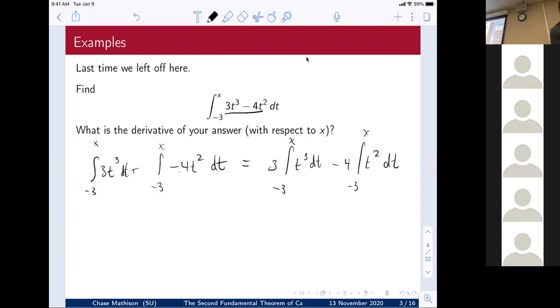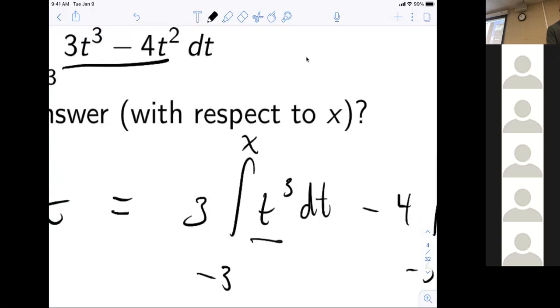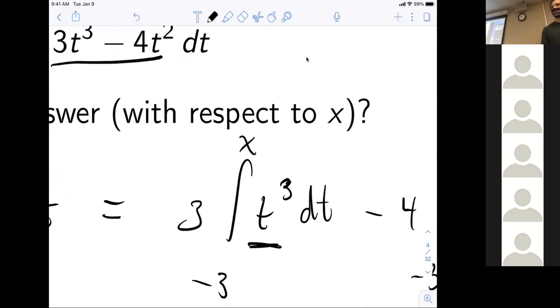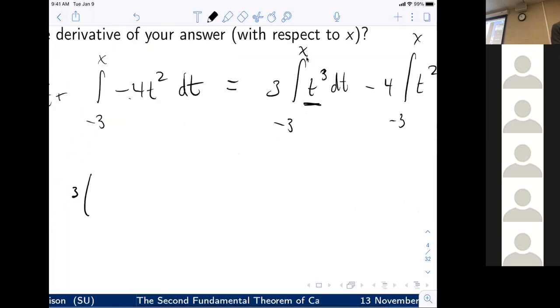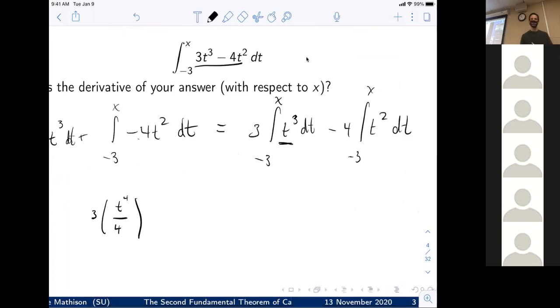What is an antiderivative of t to the third? T squared over 3. I'd be careful. We have t to the 3, so to find an antiderivative, we add 1, and we're going to get t to the 4 over 4. So I'm going to get 3 times t to the 4 over 4. That's the power rule for integration, right? And then minus 4 times, well, what's an antiderivative of t squared? T cubed over 3. Very good. And now I'm going to evaluate this at t equals x and subtract off when t is equal to -3.